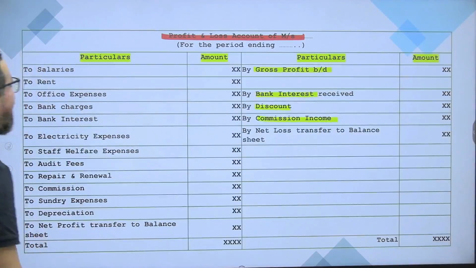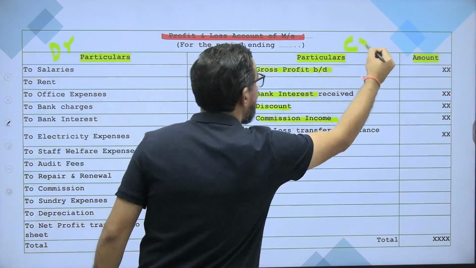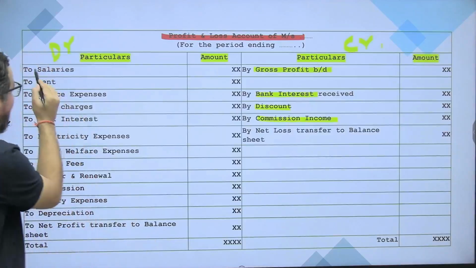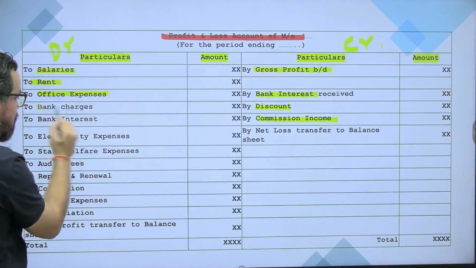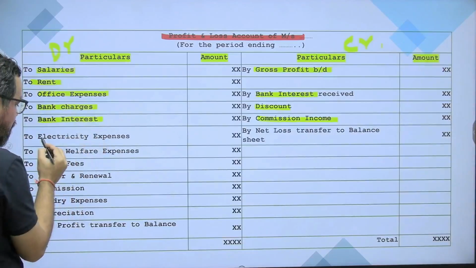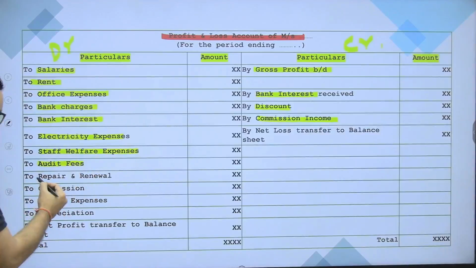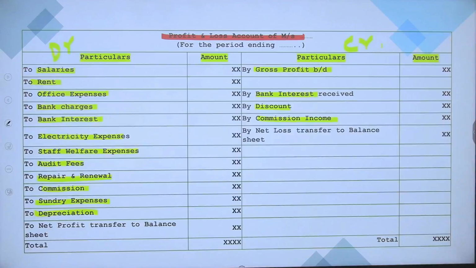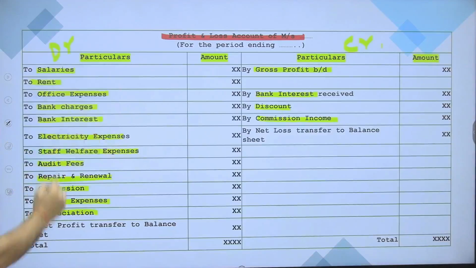When you come to the debit side, these are the entries: indirect expenses like salary paid to office administrative people, rent, office expenses, bank charges, bank interest paid, electricity expenses paid, staff welfare or employee benefit, audit fee, repair, commission, sundry expenses, depreciation. These are all of them. Then you have to find out the outcome.